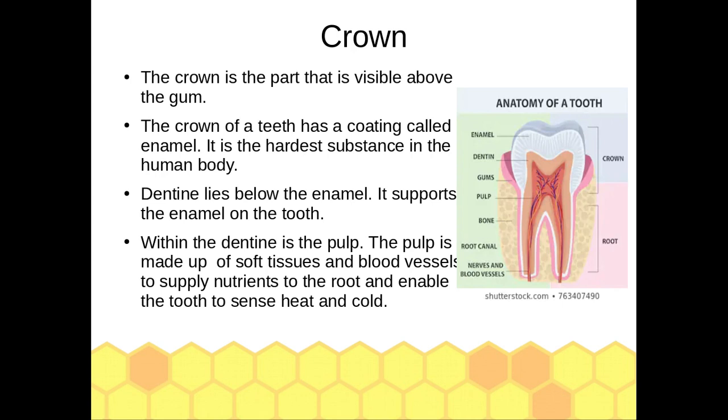All of you look at this picture. It's the same picture given in your textbook. All of you carefully study how to draw this picture. The crown of a tooth has a coating called enamel. This enamel is the hardest substance in our human body.